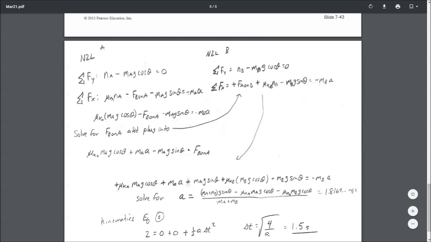So in both equations, you're solving for NA or NB, okay? Then you plug them into the respective places in the x equations. So this equation right here is my x equation with my N sub A plugged in. You want to solve for this F_B on A because we know that is equal to the one that's over here. So I'm going to solve for that one. I plug that in over here. And then you got this monster of an equation down here.